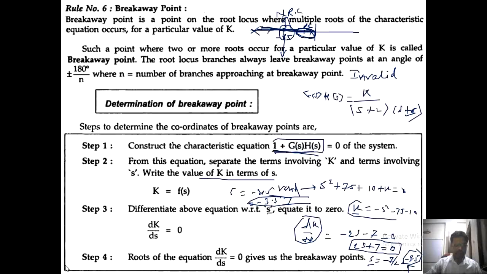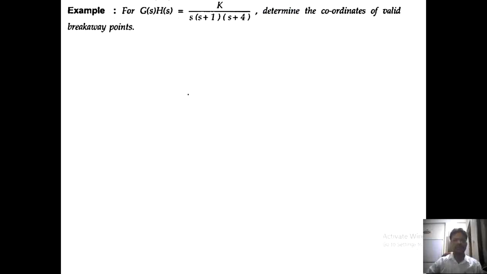The procedure for calculating the breakaway point is, first of all, to construct the characteristic equation, then write the equation for the value of k, then differentiate that equation with respect to s and find the roots of that equation. Okay, so let us calculate the breakaway point for the given numerical.